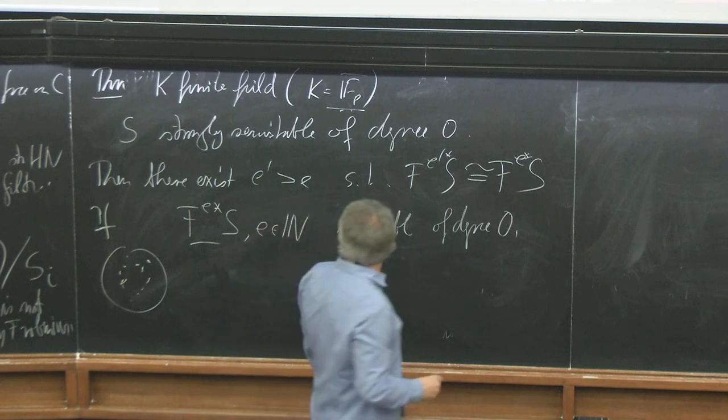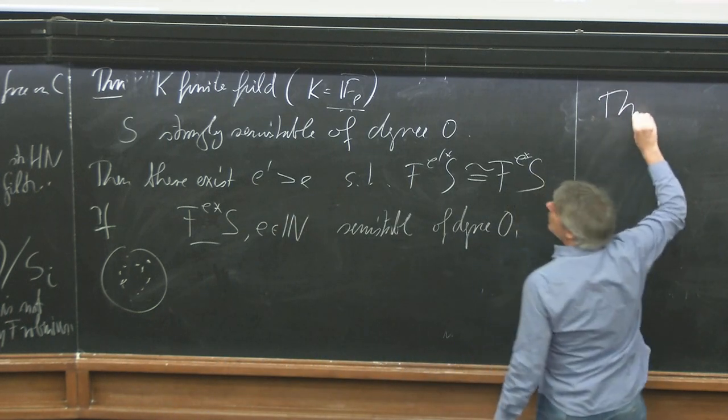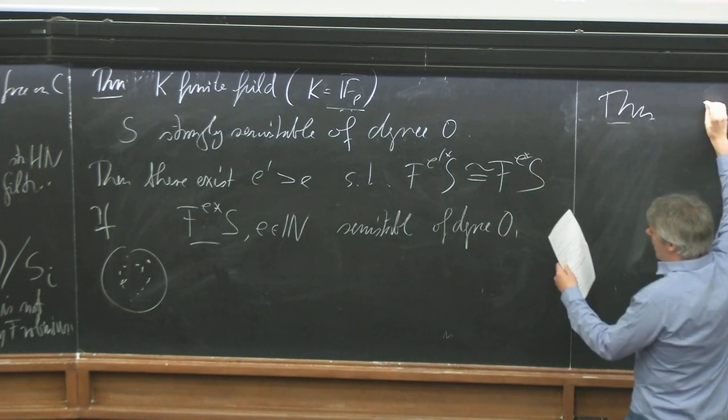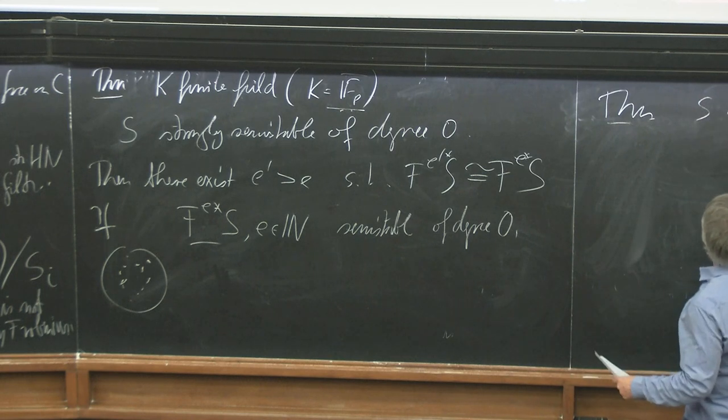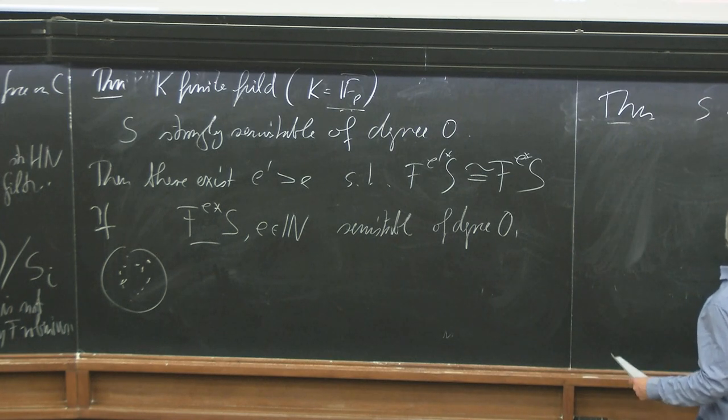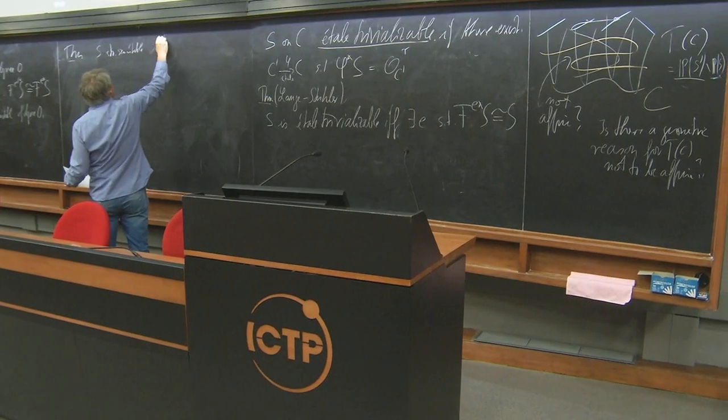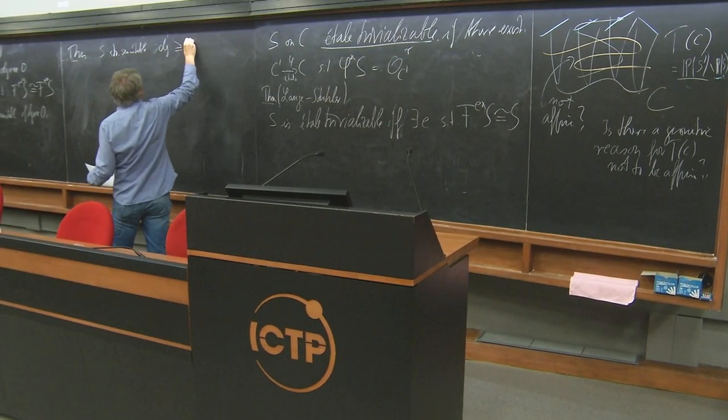So next step. Theorem: now S is strongly semi-stable and its degree is non-negative.